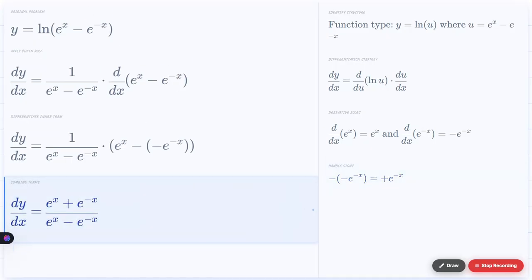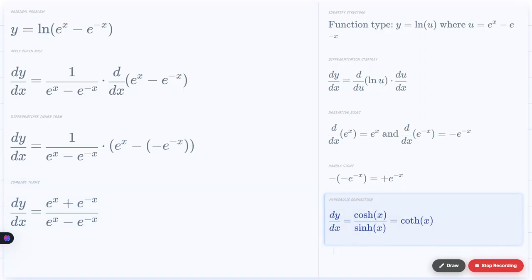We simplify the expression to get dy divided by dx equals e to the power of x plus e to the power of negative x, divided by e to the power of x minus e to the power of negative x. We do this to combine our terms into one fraction. This follows the rules for adding and subtracting terms.